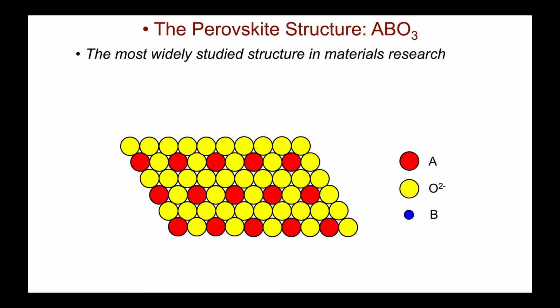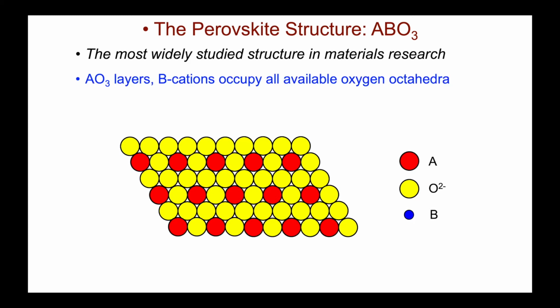And that is the stoichiometry of the so-called perovskite structure, named after calcium titanate, CaTiO3. As I just mentioned, this is the most widely studied structure in materials research, as it exhibits a number of very interesting properties that I'll mention in a couple of minutes. It's built from AO3 close-packed layers.